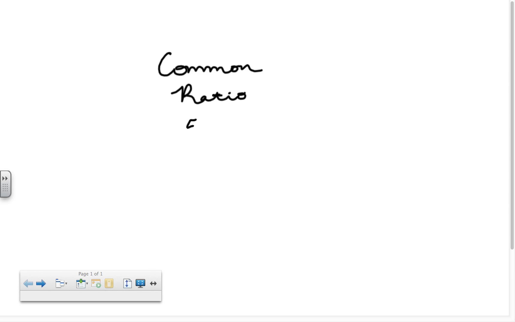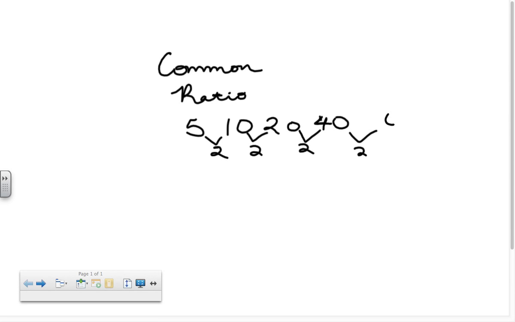I'm going to start with 5, 10, 20, 40. Common ratio basically says what number do I have to multiply by to get to each one. You'll notice that this one went up by 5, this one went up by 10, this one went up by 20. It's growing exponentially. So you're looking at what number do I multiply by, not what number do I add. If we multiply each term by 2, we get the next term. So the next term, multiplying by 2, would be 80.